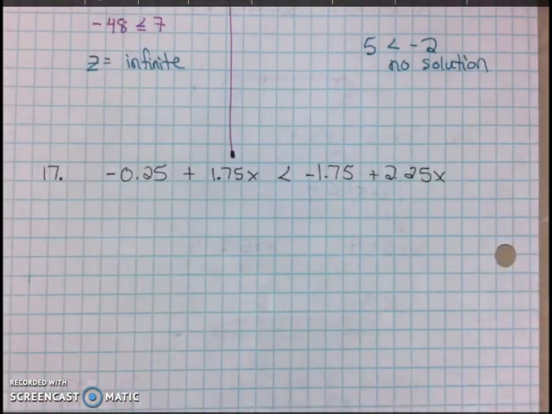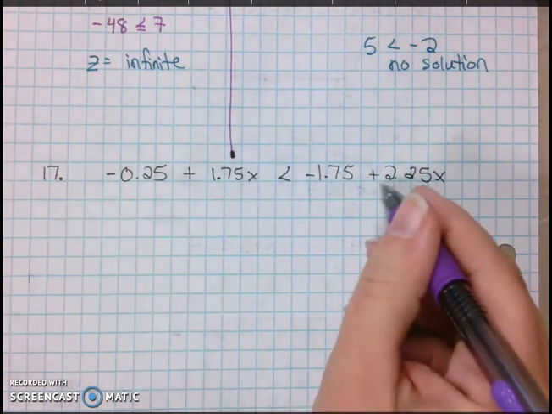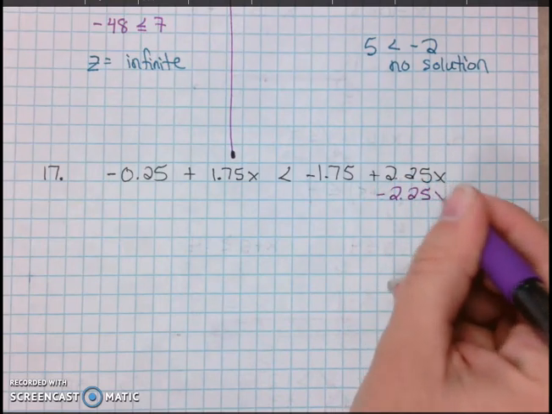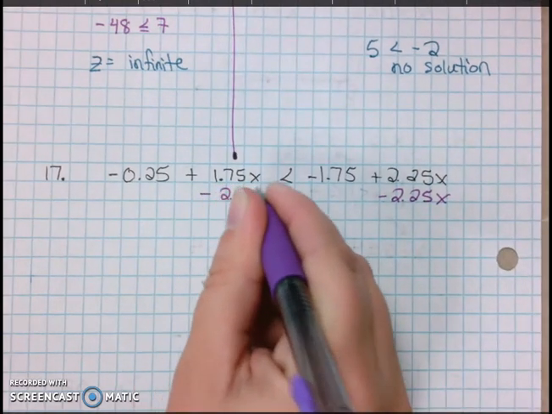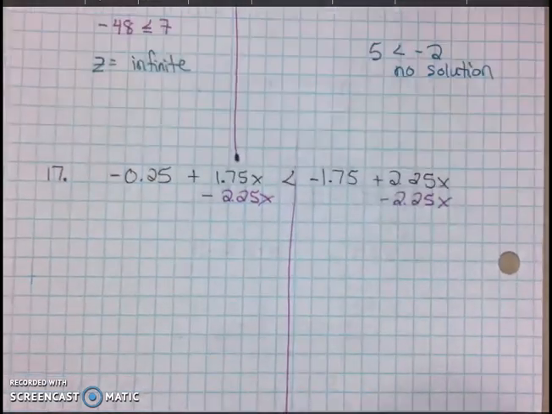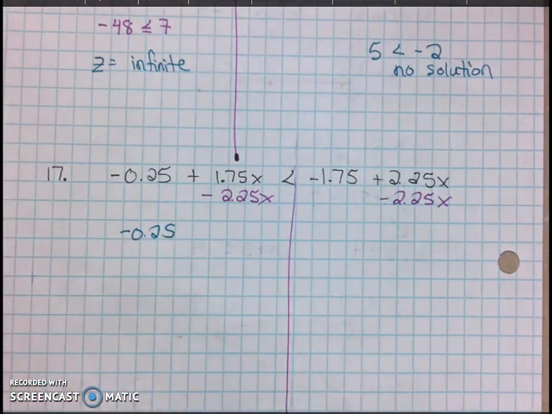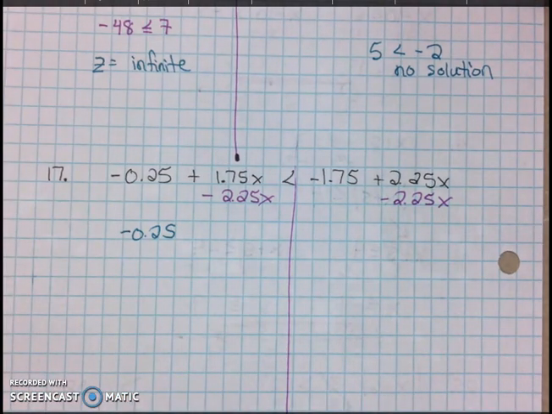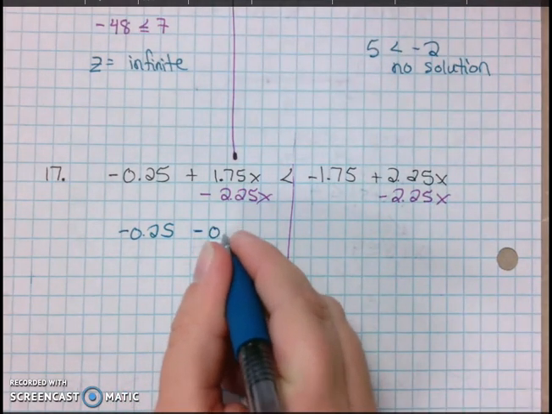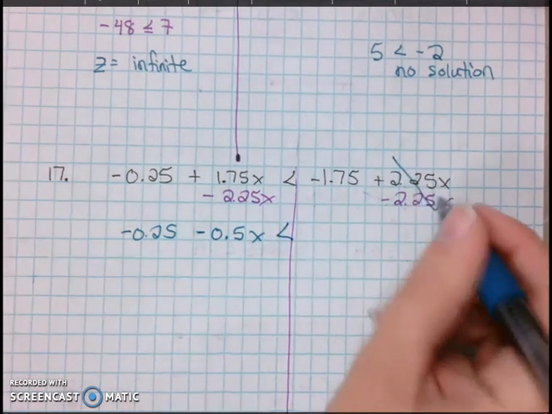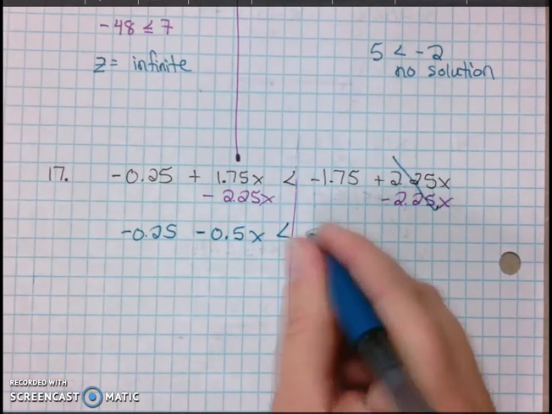Okay, then you'll have one problem with decimals, but you can use a calculator, so it's not so bad. Alright, let's get all the x's on the left side. So I'm going to subtract 2.25x on both sides. So I'm left with negative 0.25. Then 1.75 minus 2.25 is going to be negative 0.5, so that negative becomes my subtraction. Here's my sign. These cancel, so I'm left with negative 1.75.